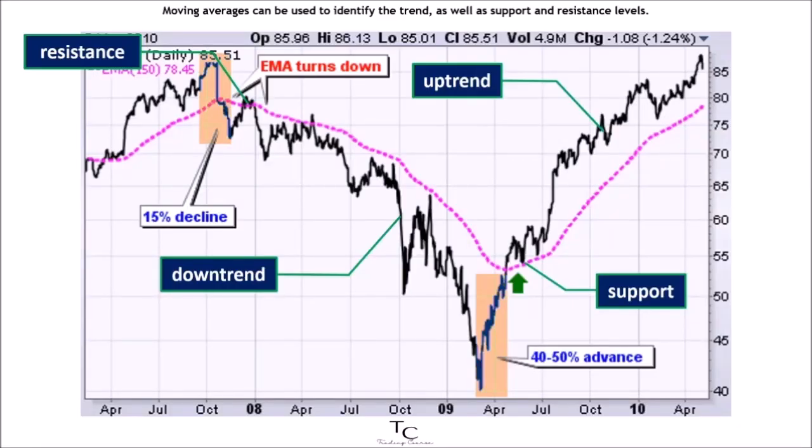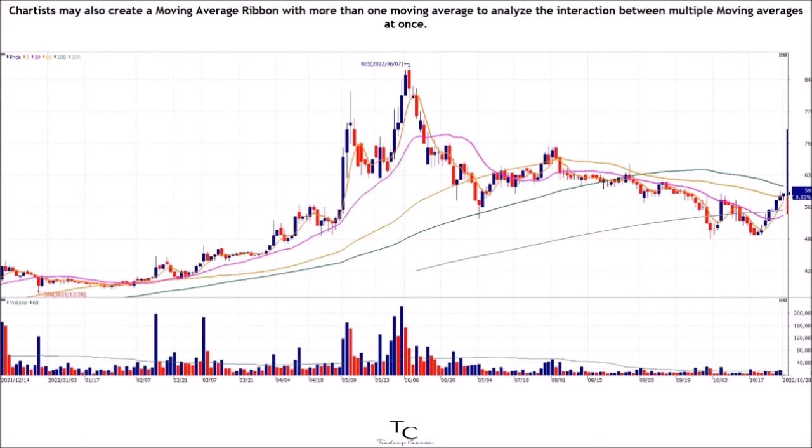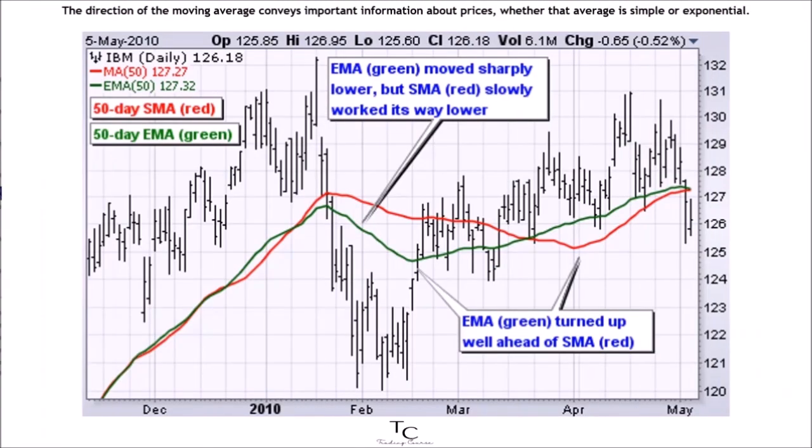Moving averages can be used to identify the trend, as well as support and resistance levels. Crossovers with price or with another moving average can provide trading signals. Chartists may also create a moving average ribbon with more than one moving average to analyze the interaction between multiple moving averages at once.